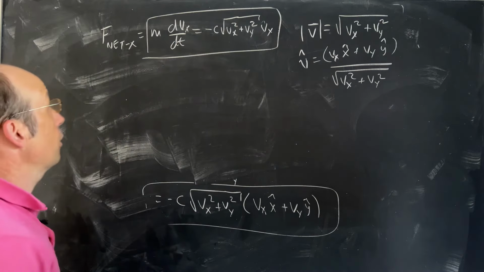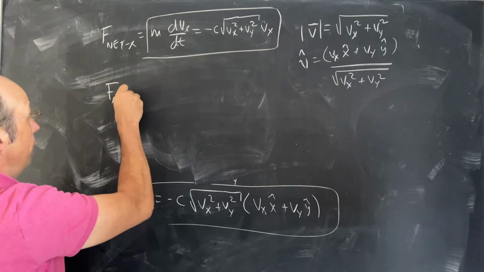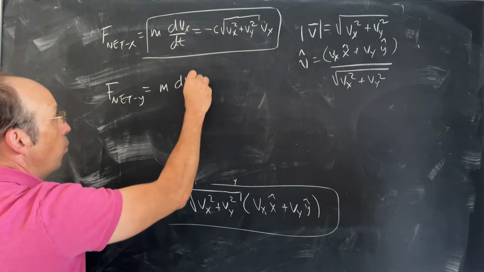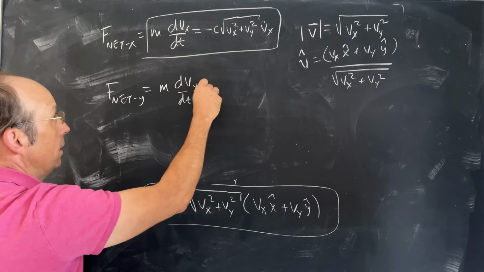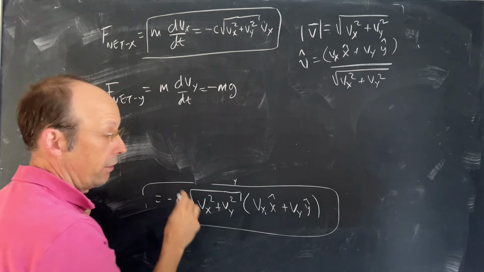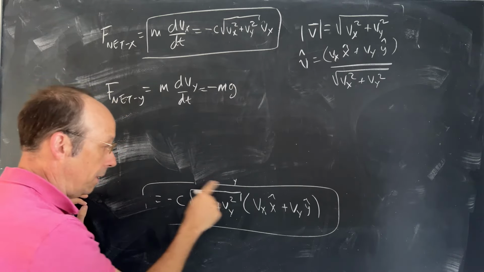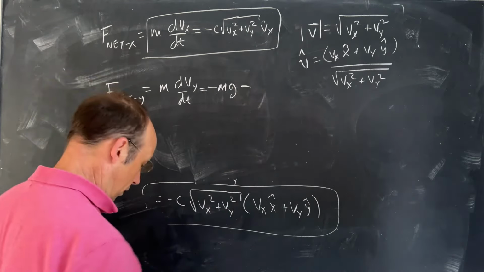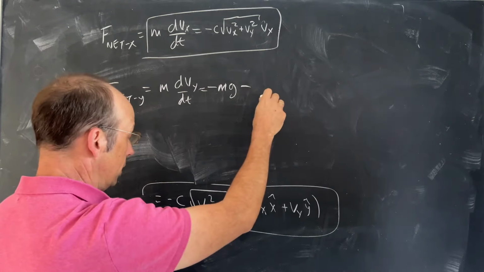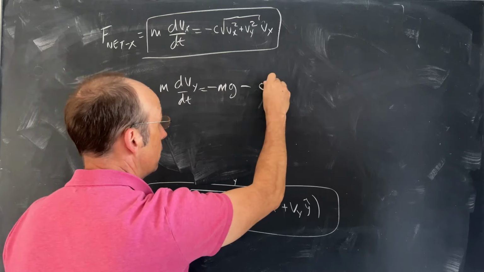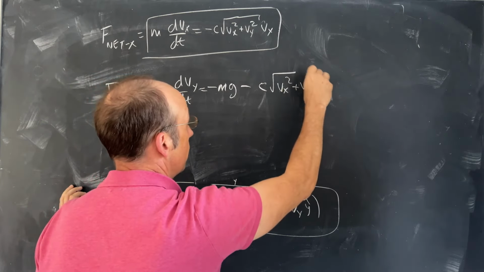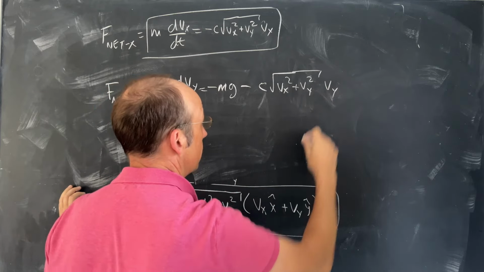Yes, there's a problem. Let's write down the y equation of motion. F net in the y direction is going to be m dvy dt. And that's going to be equal to the gravitational force, negative mg, that's in the y direction, plus this y component, which is going to be this times that. So it's going to be minus c square root vx squared plus vy squared vy.